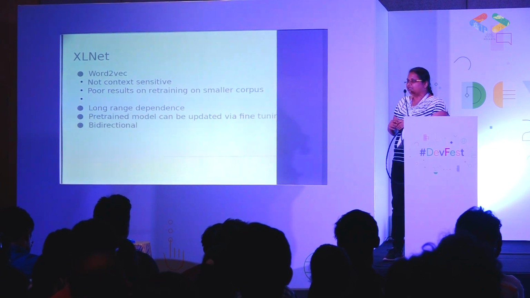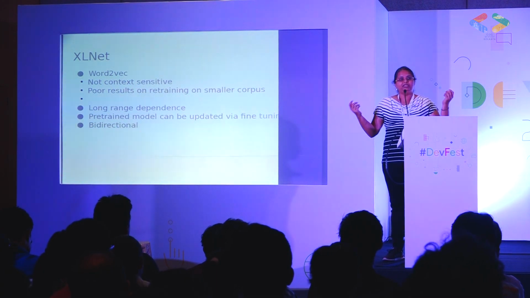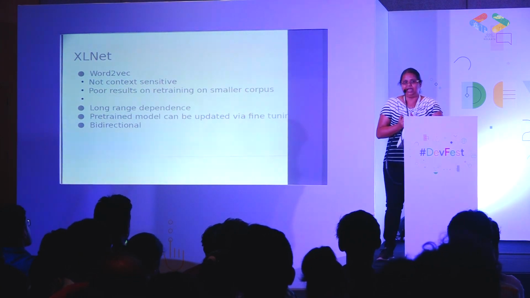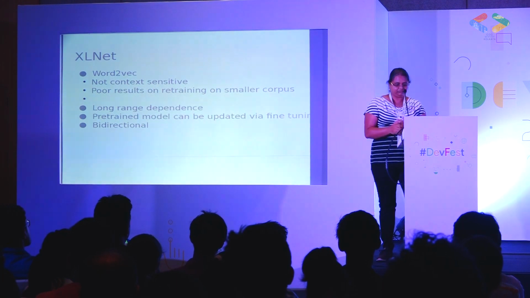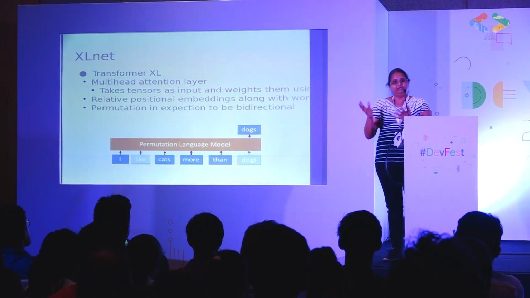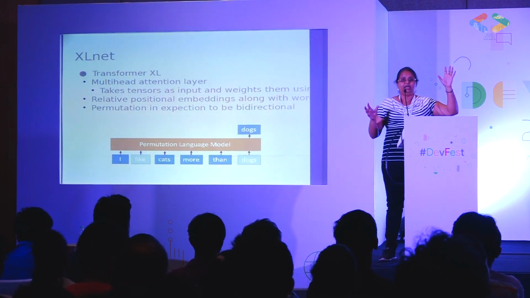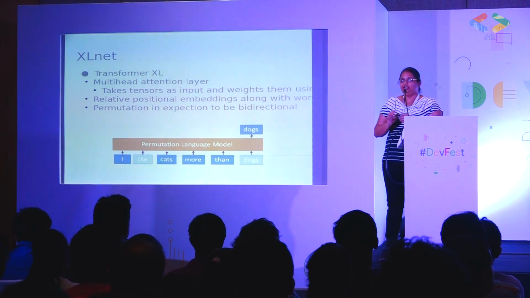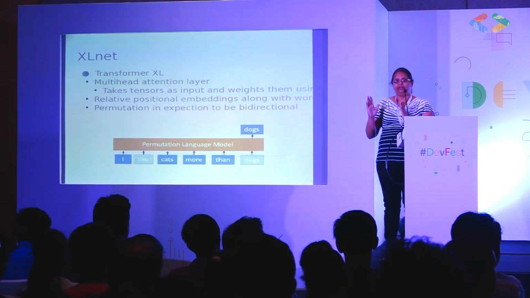So XLNet has come out, which has very long range dependence, even 50,000 words apart. If the words are there, their meanings would still be captured together. And the pre-trained model that XLNet has can be fine-tuned for every task that you want to do and give much better accuracy. It's bidirectional, that's the main point. And it is based upon Google's Transformer XL, which is basically, forget about the RNN, as Yash was talking about in his hierarchical attention network. You remove the whole RNN, and it's just layer and layer and layer of attention network.